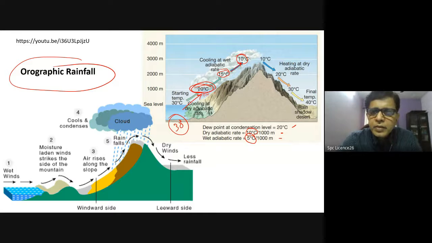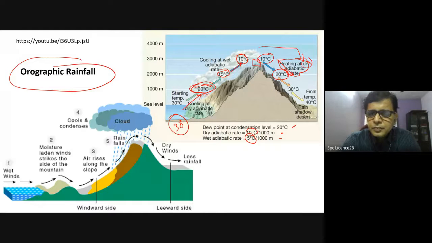By the time it comes to the top, it loses a lot of its temperature, and it loses a lot of its water vapor also. On the other hand, on the other side, it starts coming down, it starts heating. Because it is dry, it starts heating at the dry adiabatic lapse rate. So from 10, it descends by 1 kilometer, and the temperature rises to 20.